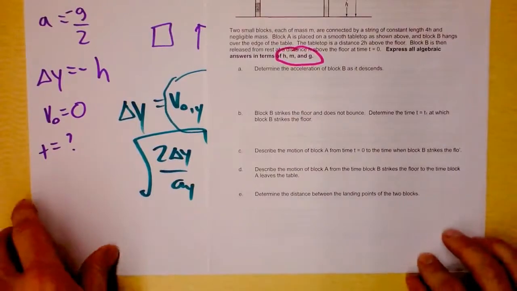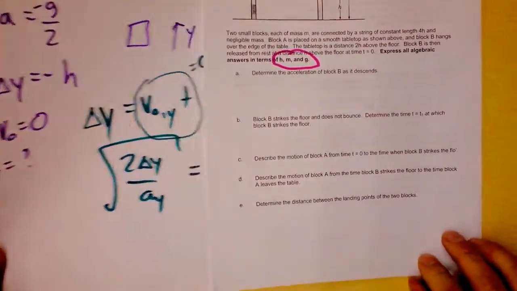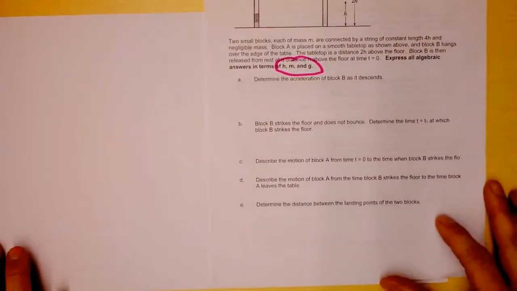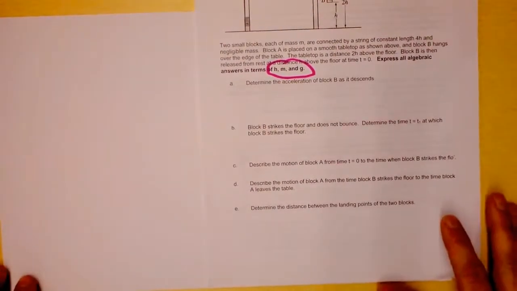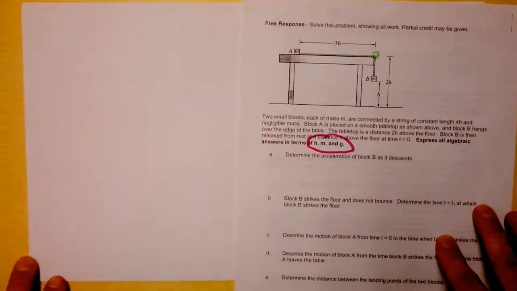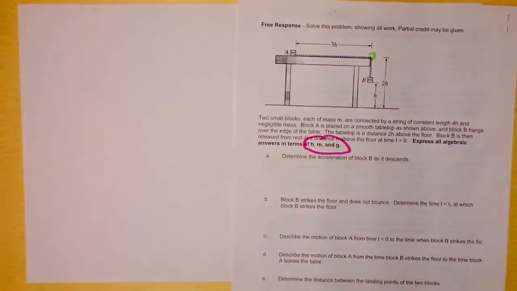Yeah. Okay. Determine the distance between the landing points of the two blocks. Would you believe that I can tell you right away where block B is going to land? Here, I'll let you look at that picture. Can you tell me? Where does block B land? Directly below where it is right now. It just hits the floor and then sits there.